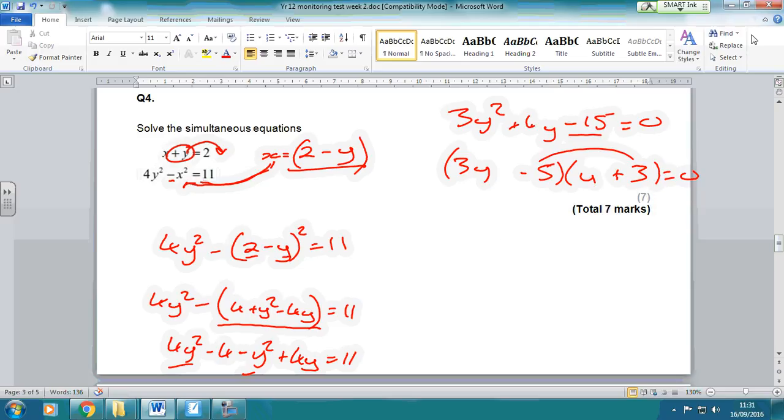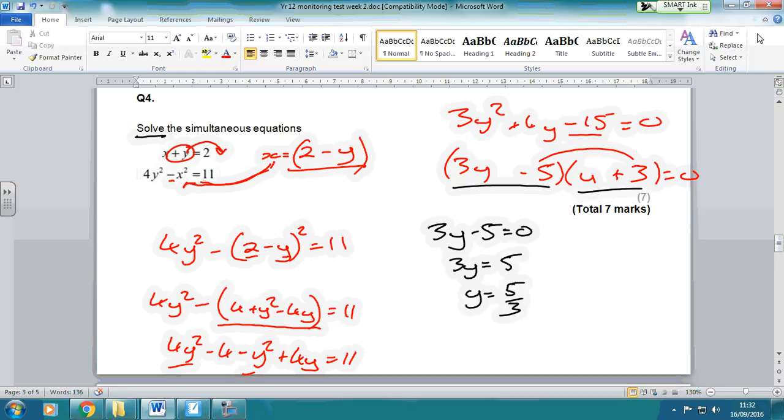Again, we haven't finished yet, just because we factorised it, we've got to solve. It says here, we've got to solve the simultaneous equations. So then, we set this bracket equals 0. So 3y minus 5 equals 0. So 3y equals 5, y equals 5 over 3. This bracket, y plus 3 equals 0, so y equals minus 3.